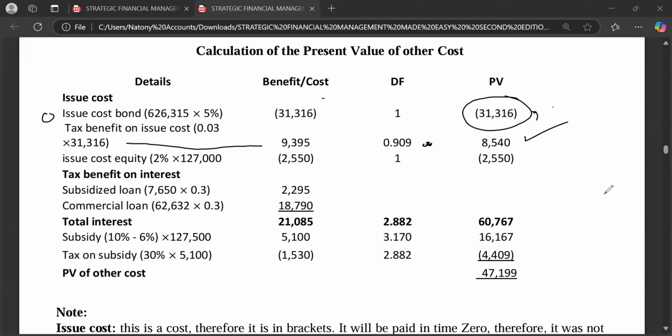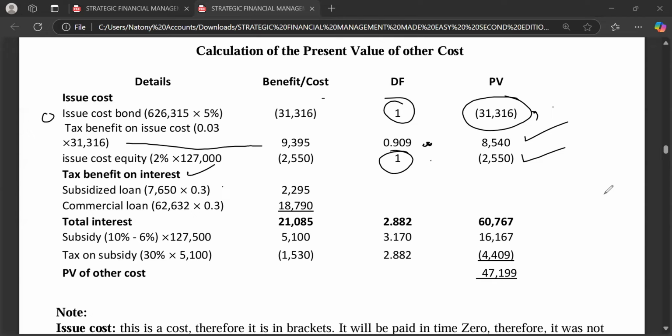Issue cost on equity is year 0. So it's not discounted. You are using 1 for the year 0. So this is the issue cost on equity. So for equity, there's no tax benefits. So these are the interests.